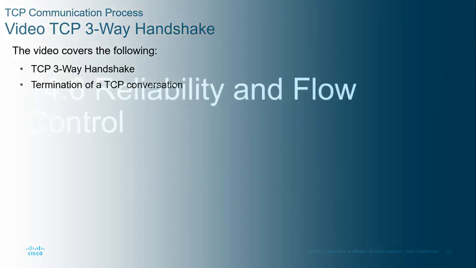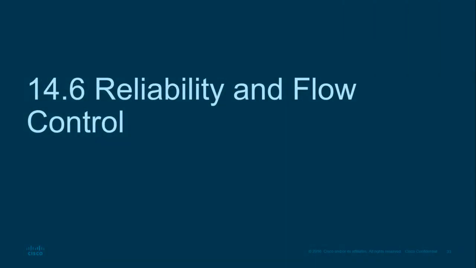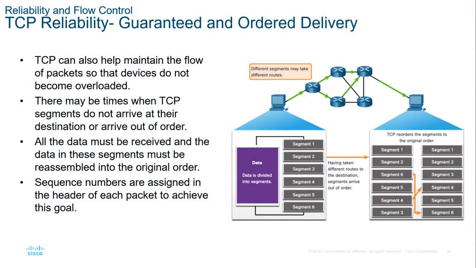So this video covers the following: TCP three-way handshake, then termination of the TCP conversation, reliability and flow control. Reliability is to make sure that the session is reliable, and then flow control. So we have guaranteed and orderly delivery.